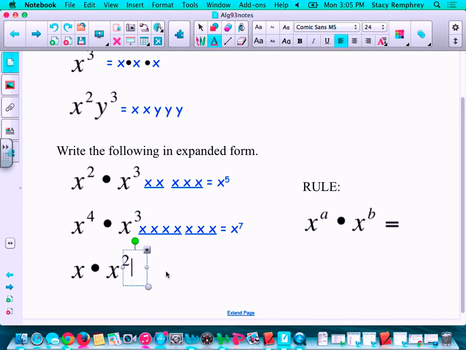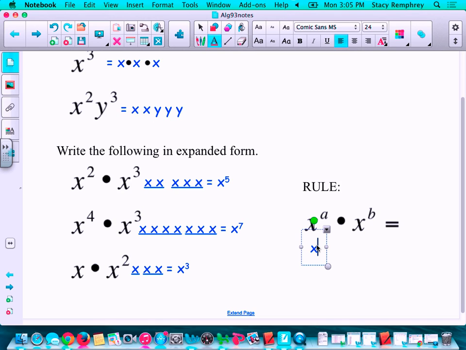Last one down here, I have x, and then I have x squared. And that's going to give me x to the 3rd. So look at how we started. A 2 and a 3, we ended with a 5. A 4 and a 3, we ended with a 7. A 1, remember there would be a 1 here, and a square gave me a 3.